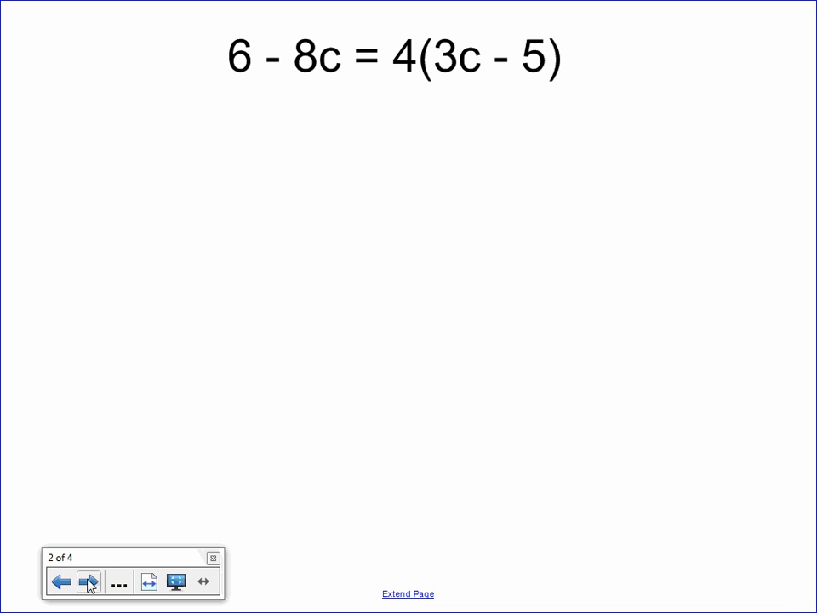Okay, next problem. Same type of thing here. If you want to pause it, go ahead and pause it and solve it, and then fast forward. Use my distributive property: 12c minus 20, multiplying them both by 4.